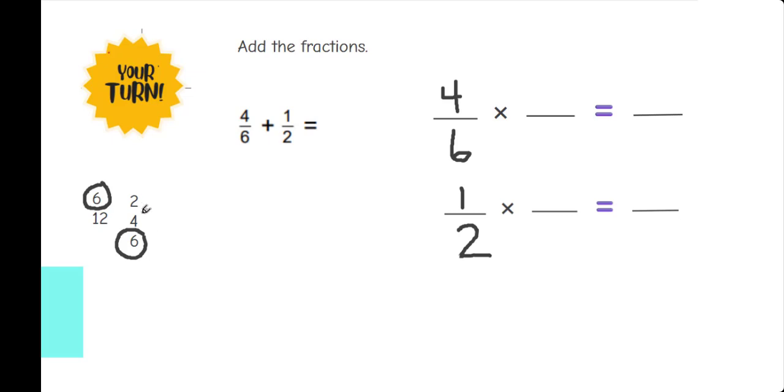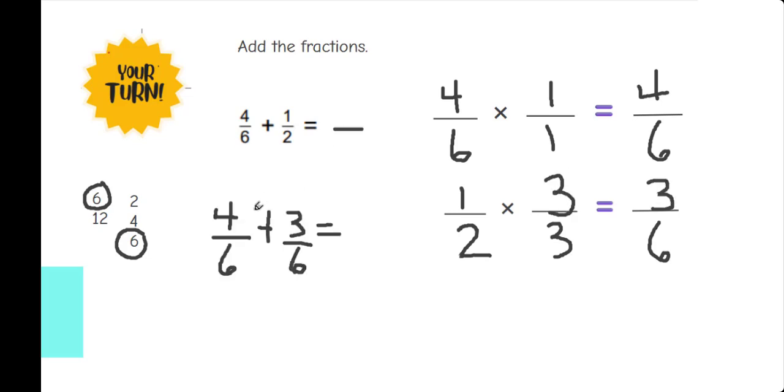So 6 is a multiple of 2 and it's a multiple of 6. So basically, 4/6, we're just going to multiply it by 1. We're not going to change it. It's already a common multiple. And we're going to multiply 2 by 3 to get to 6. 1 times 3 is 3. So the answer is 4 plus 3 is 7. And it's over 6. So 7/6. Therefore, 4/6 plus 1/2 is 7/6.